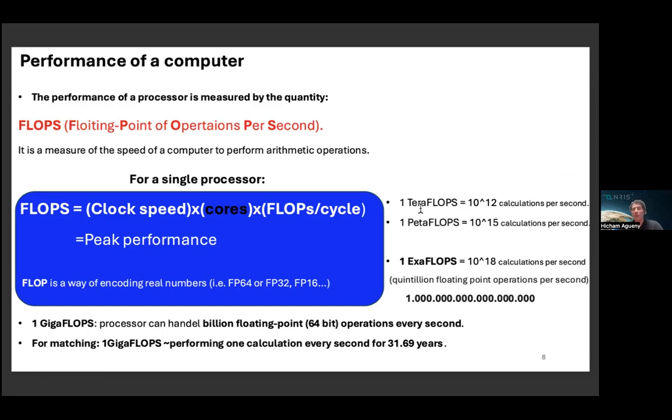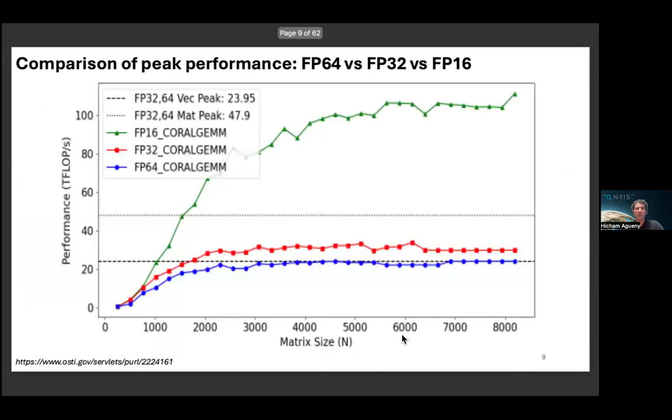In the same way, we can define teraflops as a million million calculations per second, petaflops as a million billion calculations per second, and then we have exaflops, which is a billion billion calculations per second. And it's interesting to know that 40 years ago, the first supercomputer delivered its operations in gigaflops. So after 40 years, the performance has increased by a factor of a billion. It shows the power of supercomputing.